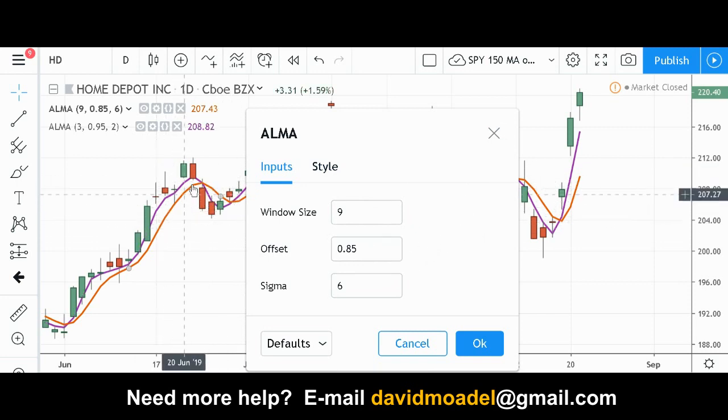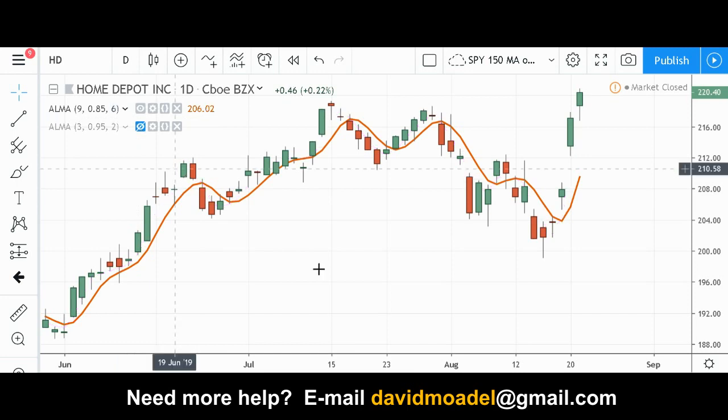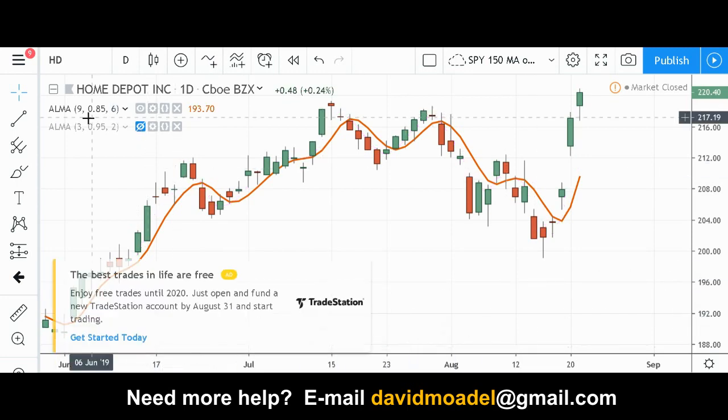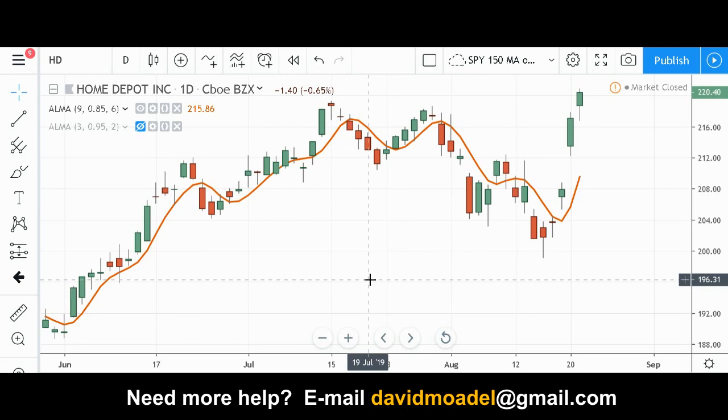Especially if you want to use ALMA indicator moving average crossovers, you don't want to use exactly the same numbers on both of your lines, otherwise they'll just be on top of each other. All right, there needs to be a little bit of difference between them, and so you're going to want to play around with these numbers until you get what you want. Okay, so let's take one of them off. So I'll make one of them invisible here. Yeah, the one I've got up there right now is the orange one, and that is on the standard settings, 9.85 and 6. Those are the standard settings on TradingView for the window size, offset, and sigma.